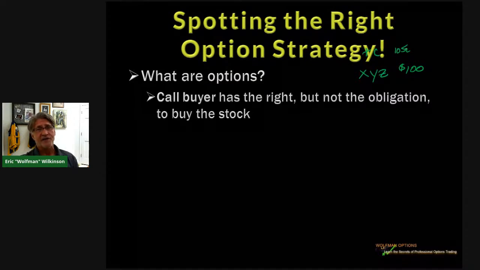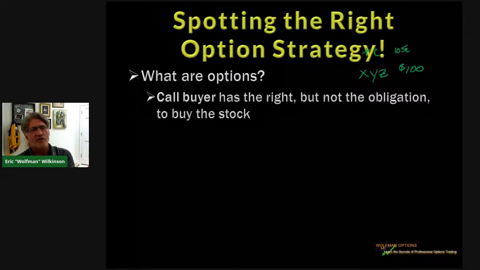So if XYZ, during the life of my option, trades at 120, those 105 calls, meaning I have the right to buy the stock at 105, are immensely valuable. Of course I want to buy it at 105 when it's trading at 120. But what if I bought those 105 calls and it went down or stayed right here at 100? Do I want to buy XYZ at 105 when it's trading at 100? No. You just say, hey, I don't want it.